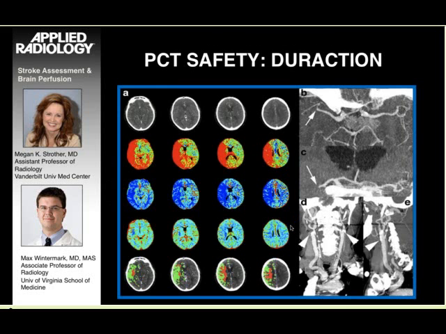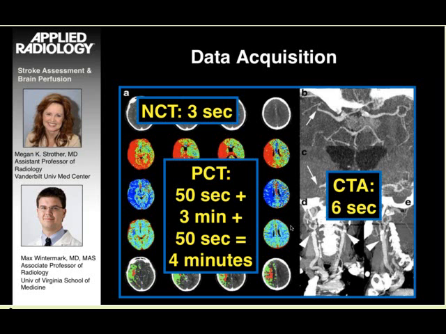Now, just a couple of points that I want to make before I finish. In terms of how long it takes to get this imaging, the non-contrast CT acquisition is very short, especially with modern scanners, a couple of seconds. For the CT perfusion, it depends a little bit on how you obtain it and how many boluses you obtain, but typically it's going to be a couple of minutes, and then the CTA is usually short.